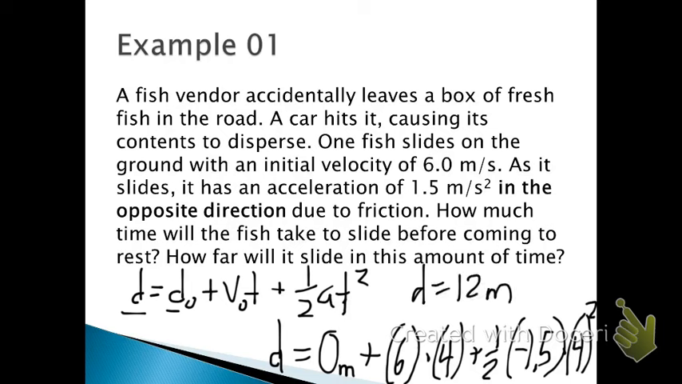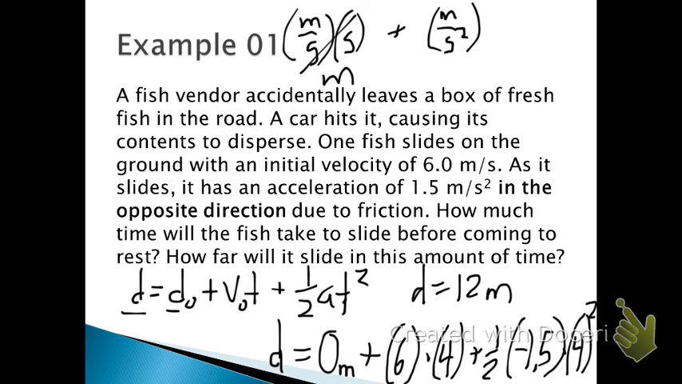And I can do a unit check as well. I've got 6 meters per second times 4 seconds. Well, that'll get me meters. Good. And I've got, let's see, negative 1.5 meters per second squared times 4 seconds squared. All right, cool. The second squareds cancel. I'm left with meters. So excellent. I've got 0 meters plus 6 times 4 meters plus 1/2 times negative 1.5 times 4 squared meters. And I end up with 12 meters as my final solution.